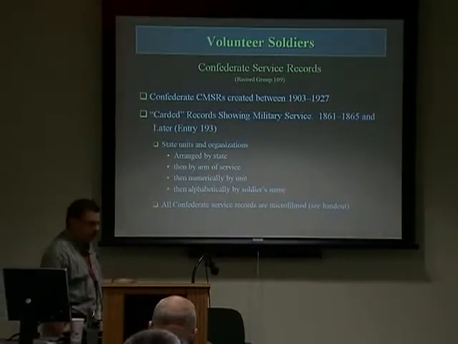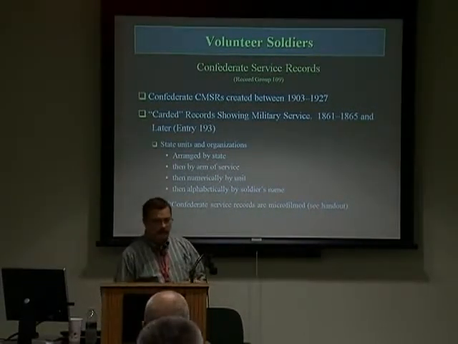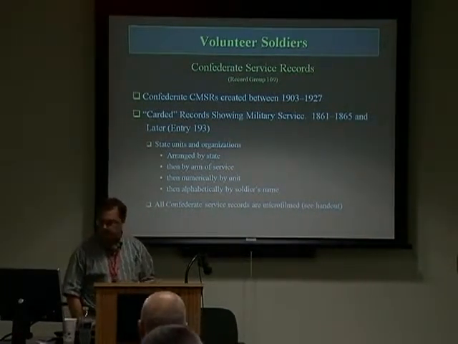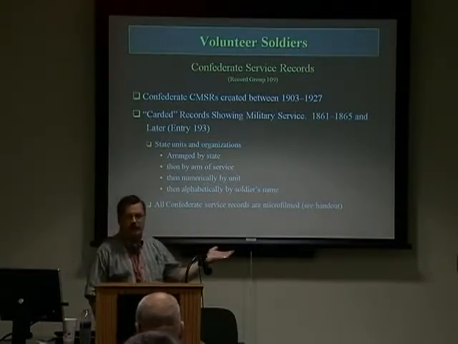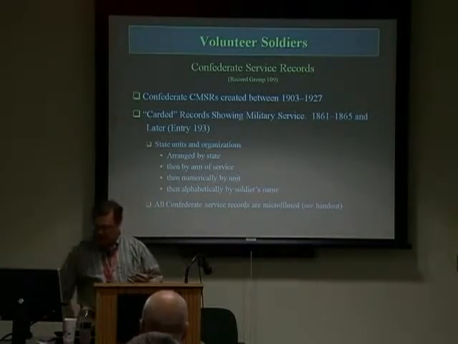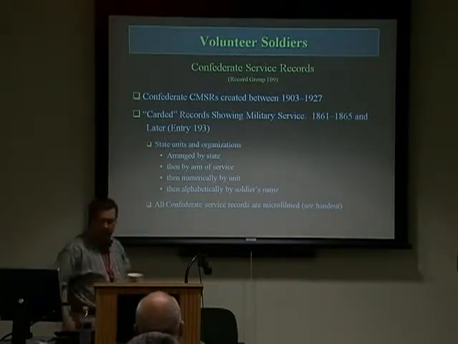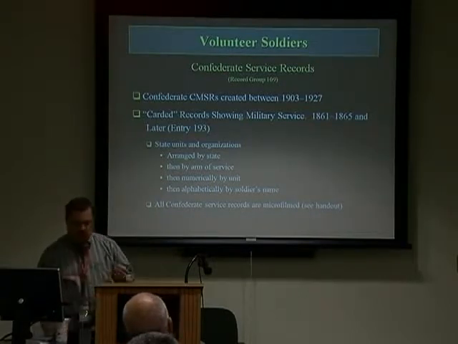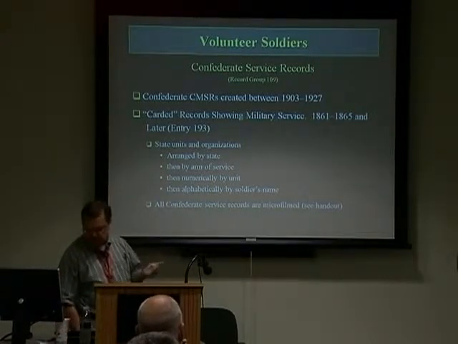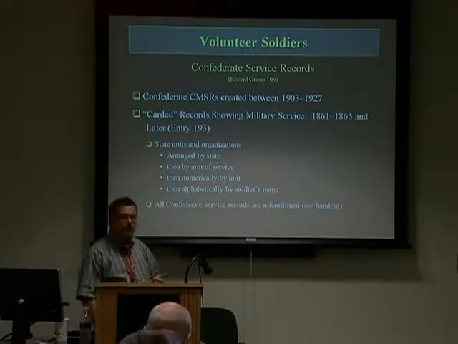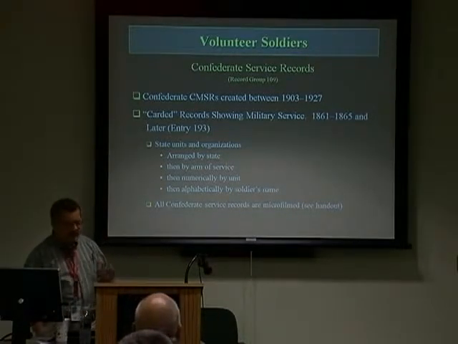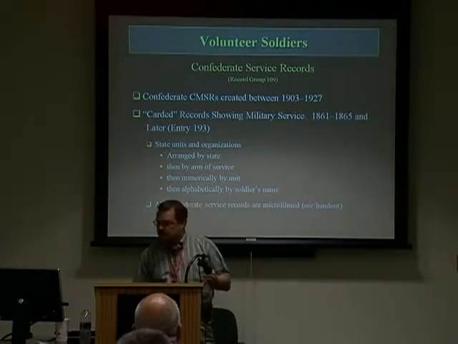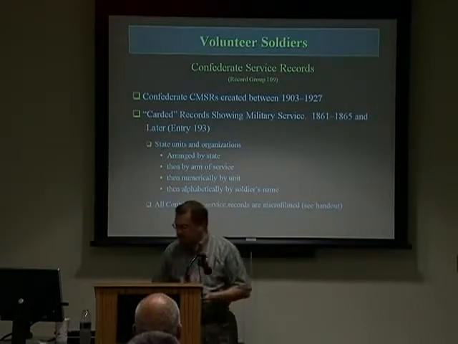Okay, and then in addition to the Union, we also have compiled service records for the Confederate soldiers. These records were created again by the War Department starting in 1903, and for the next 24 years, they worked to create these compiled service records for the Confederates as well. And these are available in Record Group 109 in the series Carded Records Showing Military Service, Entry 193. They're arranged identically to the Union compiled service records by state, then by type of service, then by unit, and then alphabetically by soldier's name.